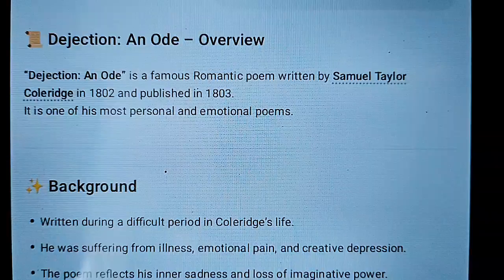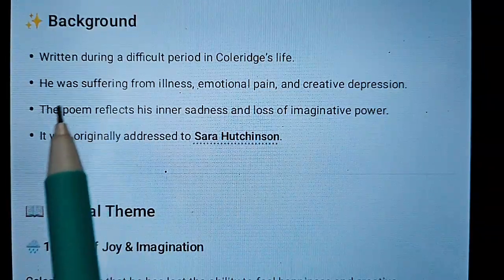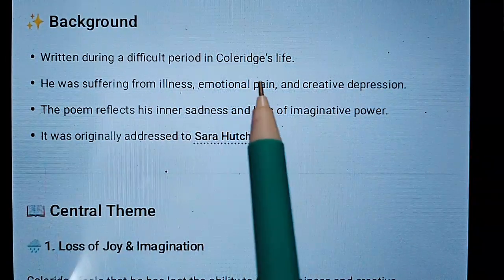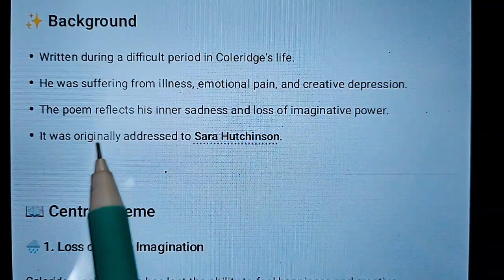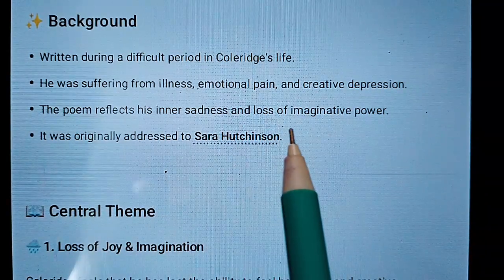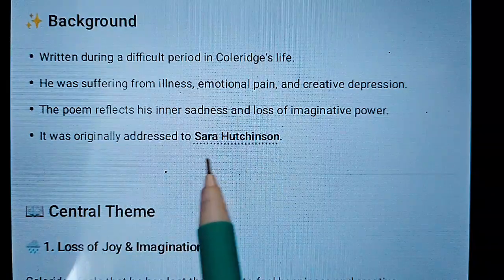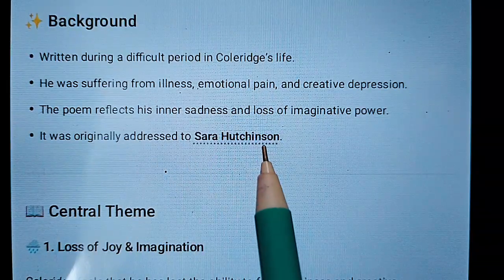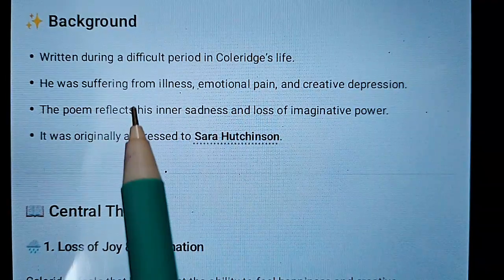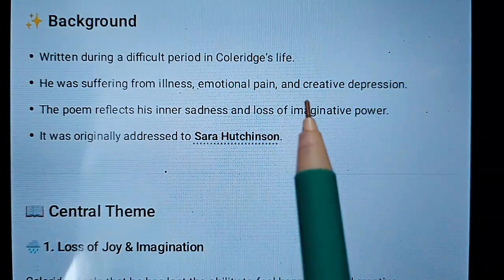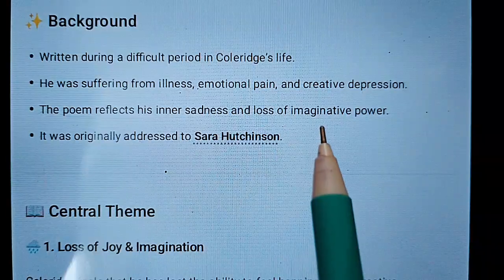Now let's know about the background. This poem was written during a difficult period in Coleridge's life. He was suffering from illness, emotional pain, and creative depression, and the poem reflects his inner sadness and loss of imaginative power. As I told you, it was originally addressed to Sarah Hutchinson.